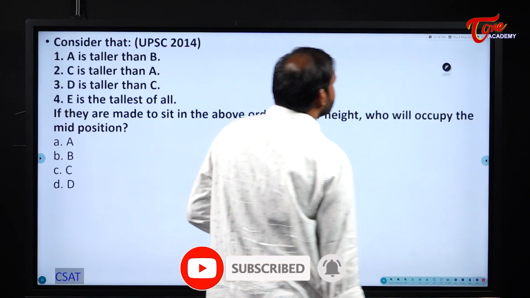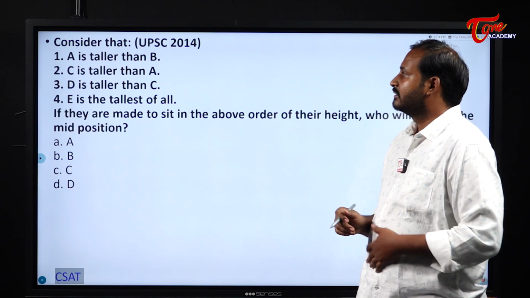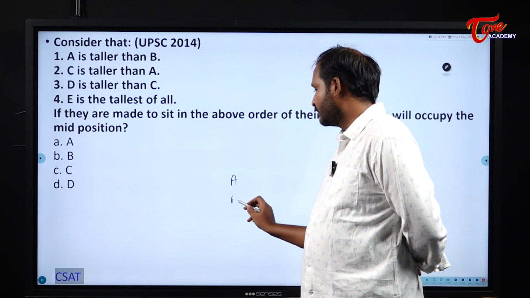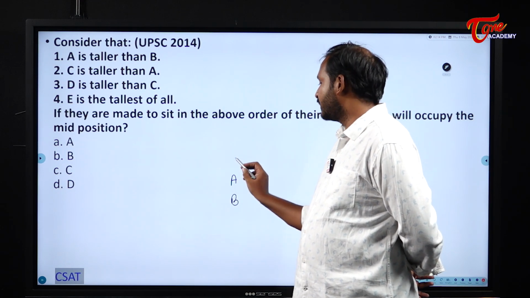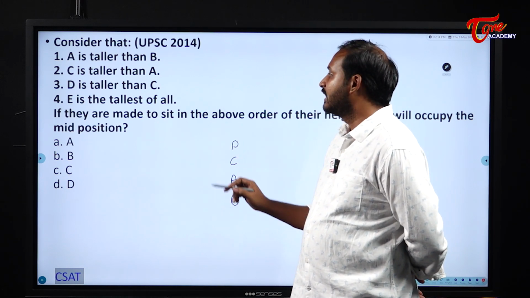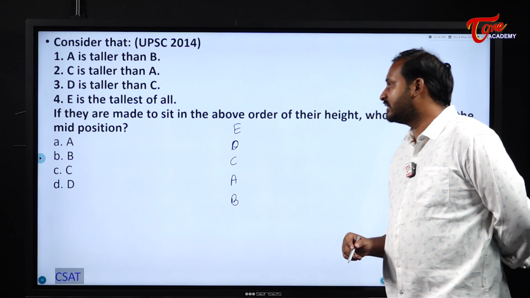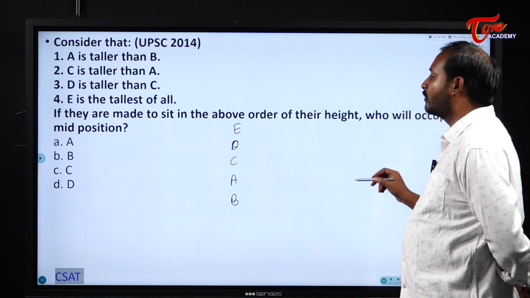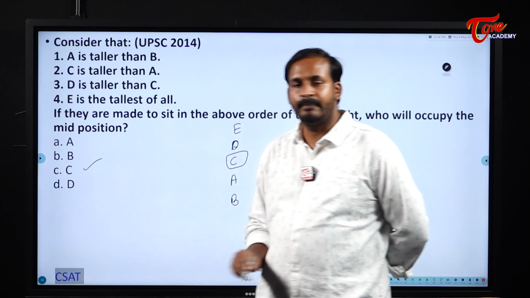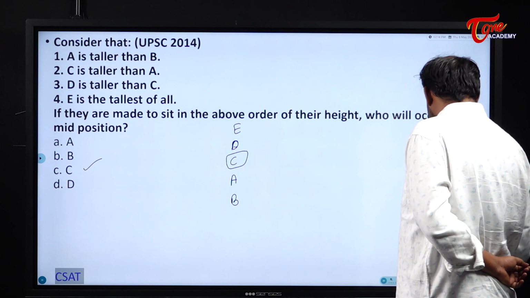Next one. Now, see here. Consider that A is taller than B. A simple question this is. A is taller than B. Okay. C is taller than A. That is also fine. D is taller than C. That one is also okay. E is the tallest of all. That means E will go here. Next, if they are made to sit in the above order of their height, who will occupy the mid position? Who is occupying the mid position, students? C will occupy the mid position. A simple one.